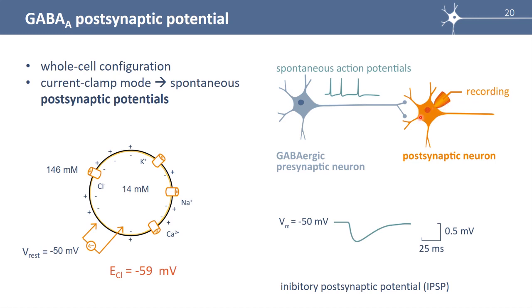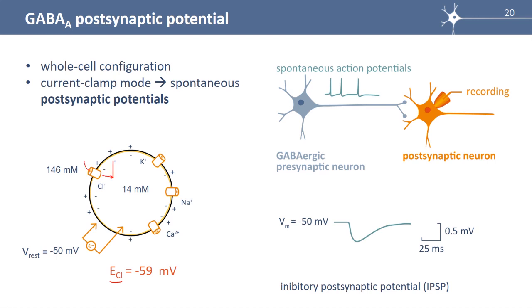We record the changes of membrane potential in response to GABA release. So we also block the glutamatergic synapses, and we record only the activity of these synapses, but in current clamp mode. And what we record is a small hyperpolarization of the membrane, as we saw in the first slides. This slight hyperpolarization of the membrane is due to the chloride current. Why? Because we are here with an equilibrium potential of chloride ions of minus 59 millivolts, nearly 60 millivolts.